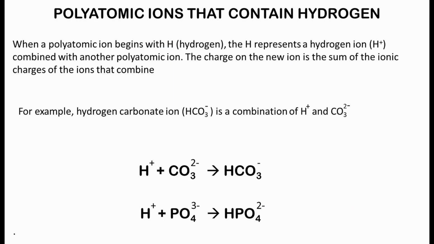When a polyatomic ion begins with H, the H represents a hydrogen ion combined with another polyatomic ion. The charge on the new ion is the sum of the ionic charges of the ions that combine. For example, hydrogen carbonate ion is a combination of hydrogen ion and carbonate ion.